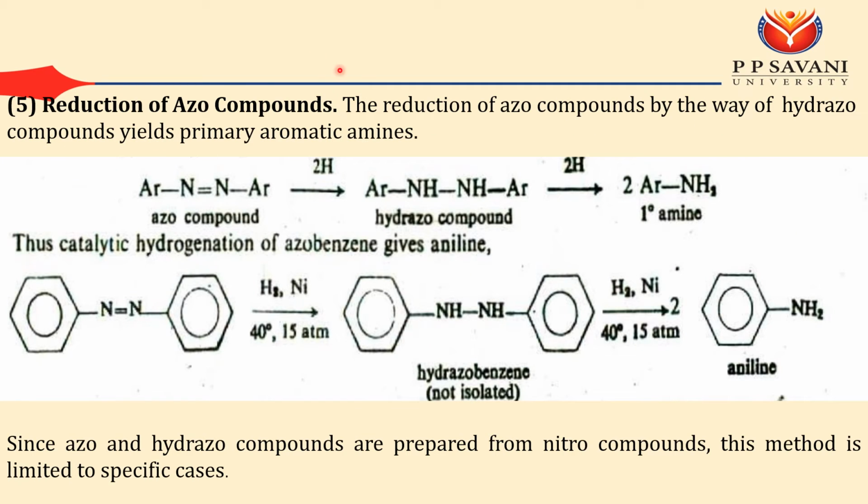Then reduction of azo compounds, like diazo compounds. Azo means what? N double bond N. So you can easily reduce this azo bond, and you will get this kind of hydrazo compound. If you do the reduction again, this bond will break and you will get your primary amine. This is a reduction, that is why we used a nickel catalyst here, and you can perform these reactions at a little higher temperature than room temperature.